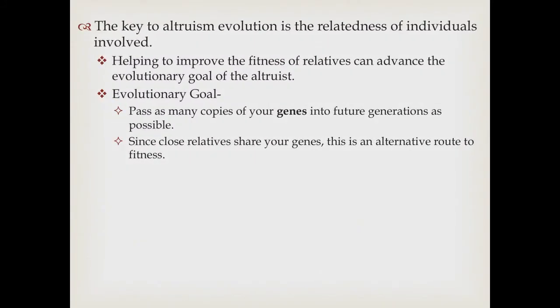The key to altruism and the evolution of this behavior is the close relatedness of individuals involved. If you can help improve the fitness of close relatives, if you can make them much more successful in their reproduction, that indirectly helps you achieve your evolutionary goal. Because remember, the evolutionary goal of all organisms is to pass on as many copies of your genes into future generations as possible. And close relatives, by definition, share many of the same genes that you do. So this is just an alternative route to maximizing your evolutionary goal. You may not be passing on your genes directly, but by helping a close relative have much higher reproductive success, you are passing on your genes through them.